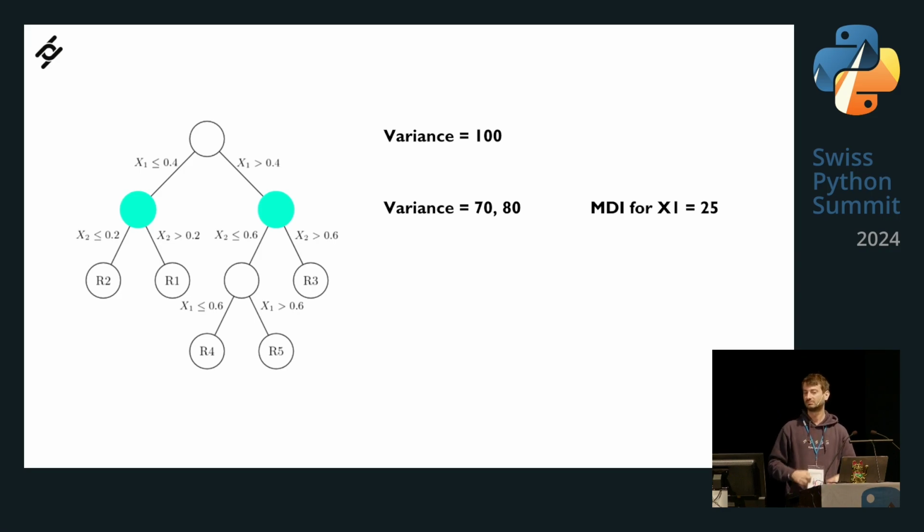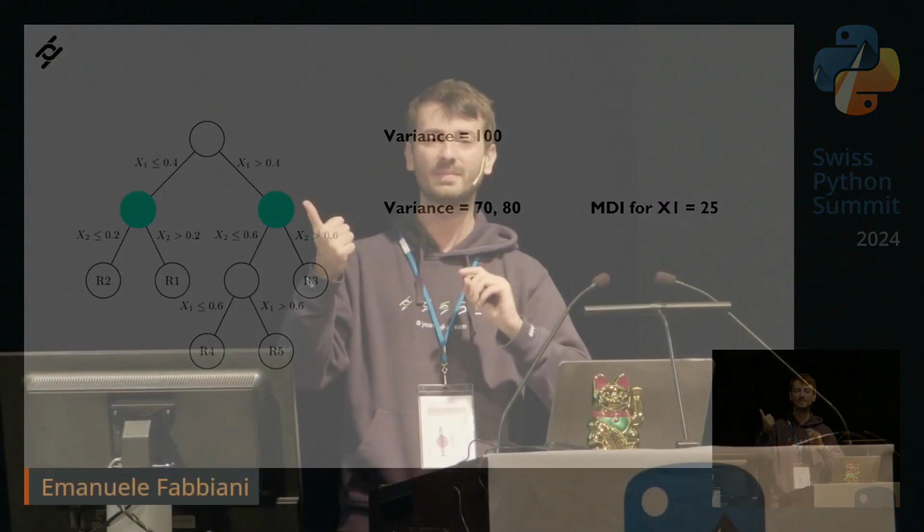Does this work? Yes. Does it make sense? Yes. Is it perfect? Hell no. There is one problem that you can immediately see from this procedure, that mean decrease impurity is an absolute metric. It tells you something about how much a feature was used by the model, it doesn't tell you anything about the contribution of a feature to a specific prediction. So it is a global method, and it does not give any clue about the direction of the feature.